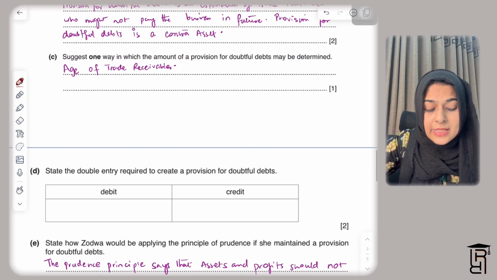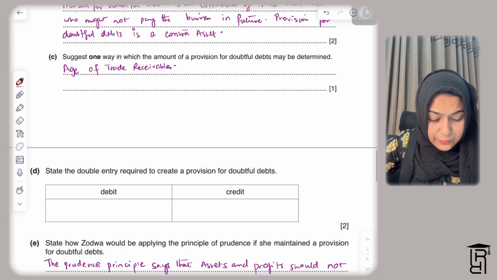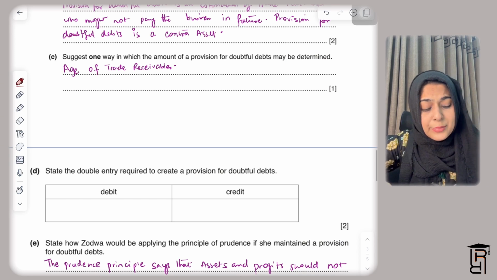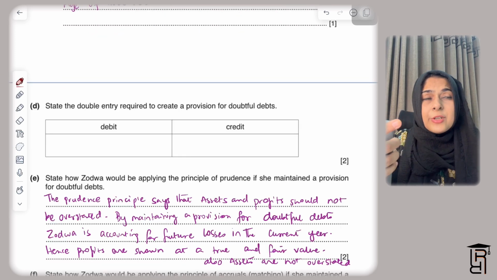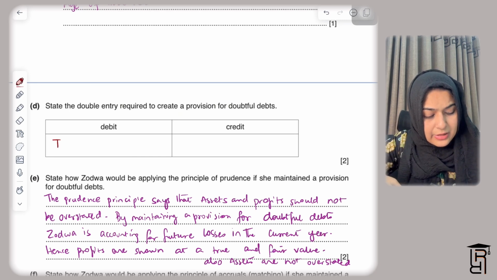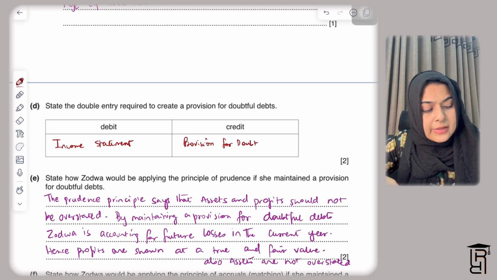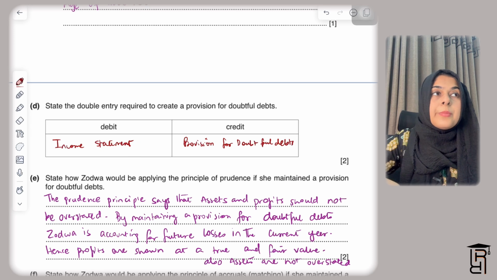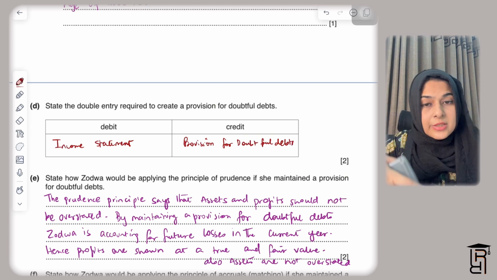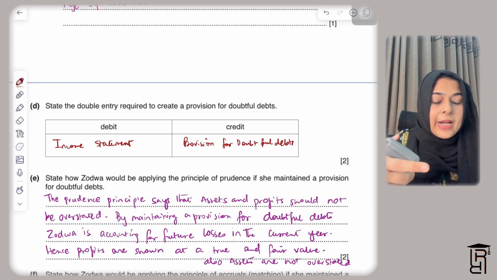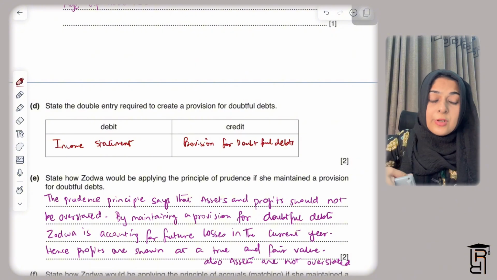In the next part, they are saying state the double entry to create the provision for doubtful debts. The double entry is very simple. Whenever you create a provision for doubtful debts, you do income statement debit. So income statement is debited and provision for doubtful debts is credited. And when income statement is debited, basically the profit is being reduced. So the profit will be reduced if we debit the income statement, and we will write this on the credit side in the provision for doubtful debts account.